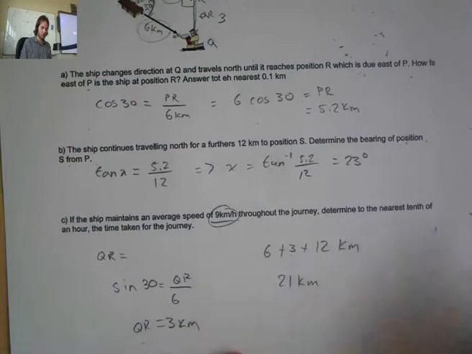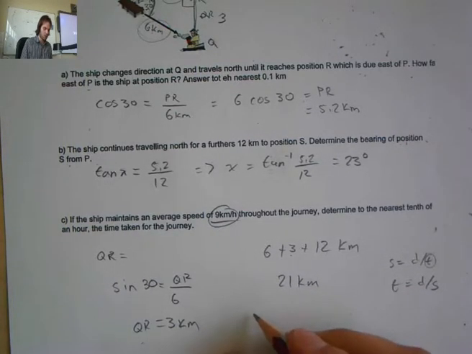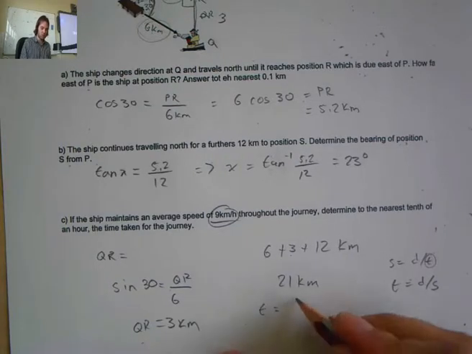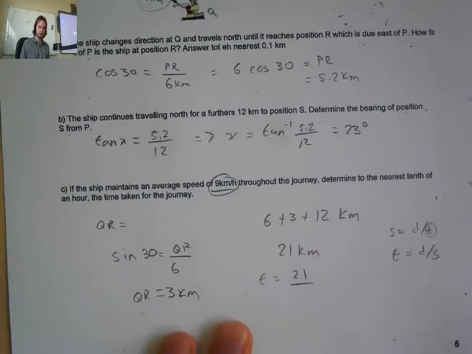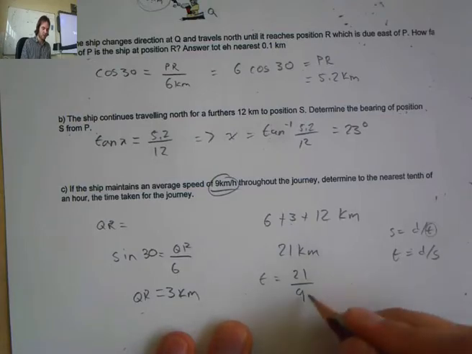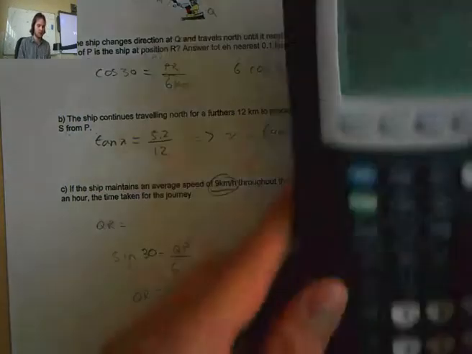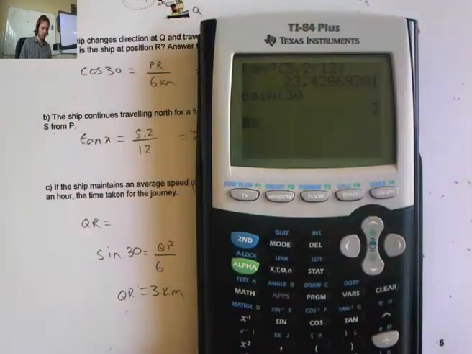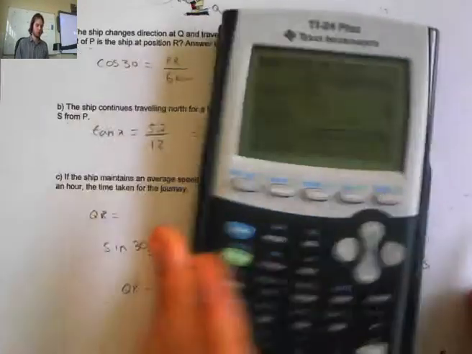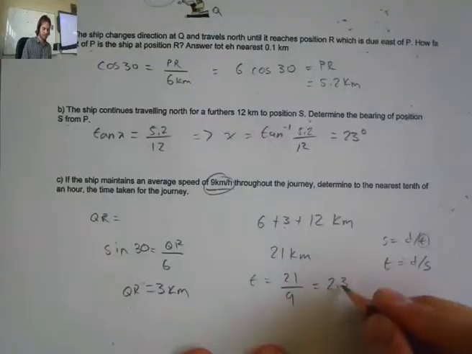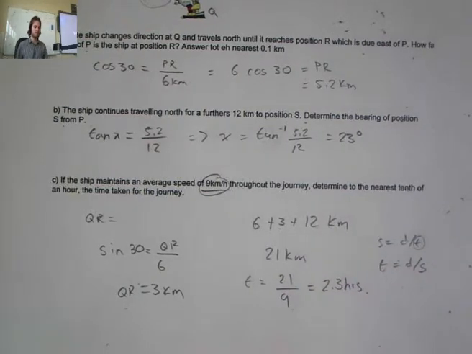So we're going to go speed is equal to distance over time. We want to know time, so time is equal to distance over speed. So I'm going to end up going here. We want time is equal to 21 over my speed, which is 9 kilometers per hour. Plug this into my calculator, check it out, 21 divided by 9, it's going to be 2.3. And that's going to be hours. Okay? So, or in other words, we say 2 hours and 20 minutes. And that is your answer.